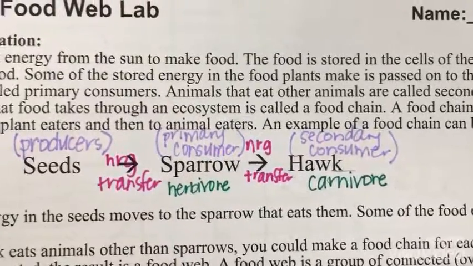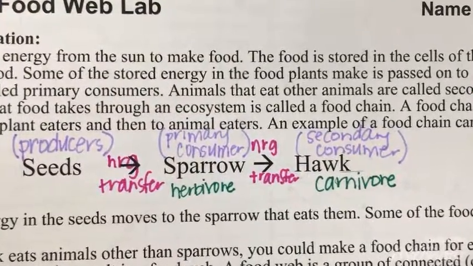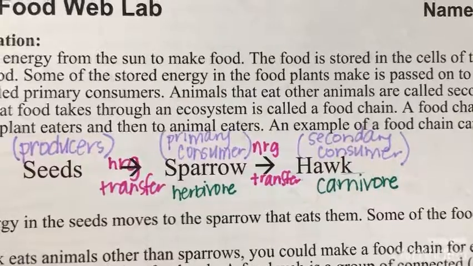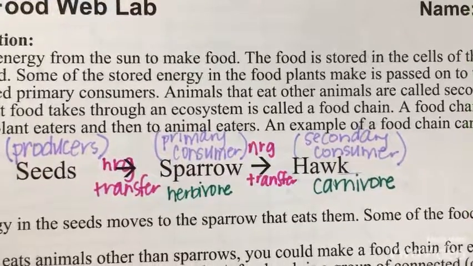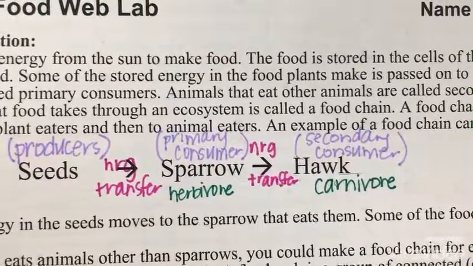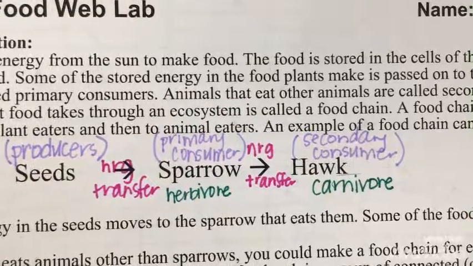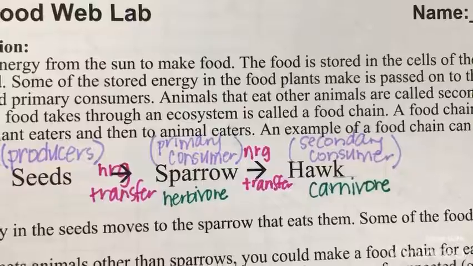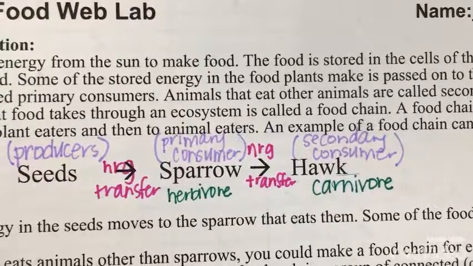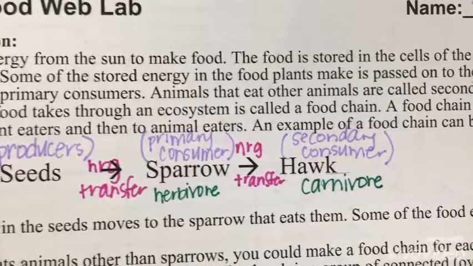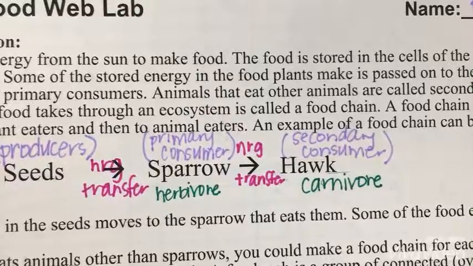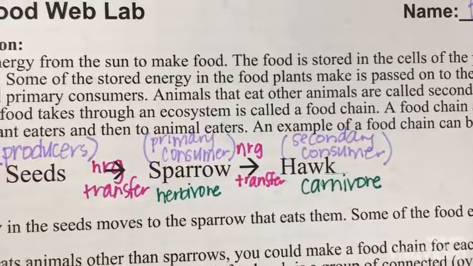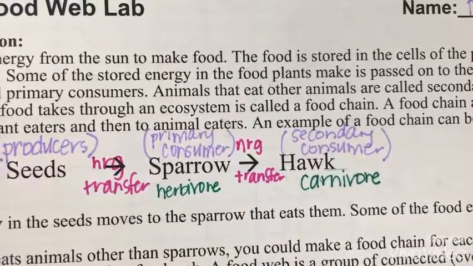Please note the different types of energy transfers. Seeds are known as producers. They transfer all their energy to the sparrow, who is a consumer. In this case, the sparrow is the primary consumer and known as an herbivore. The sparrow transfers its energy to the hawk. The hawk is known as a secondary consumer and also a carnivore.